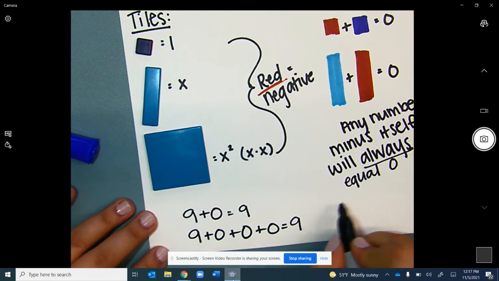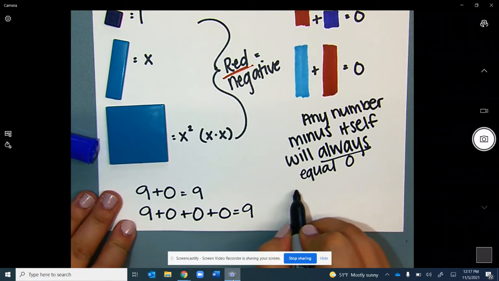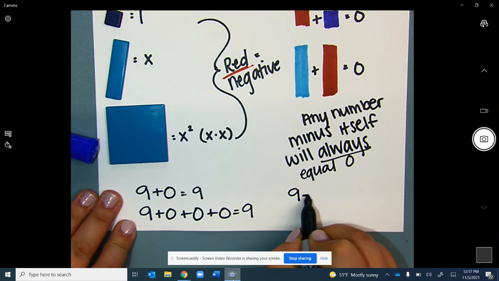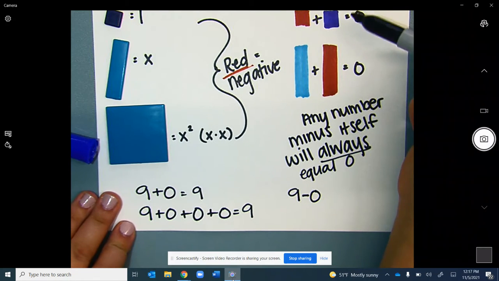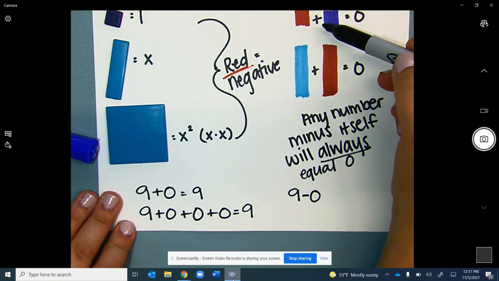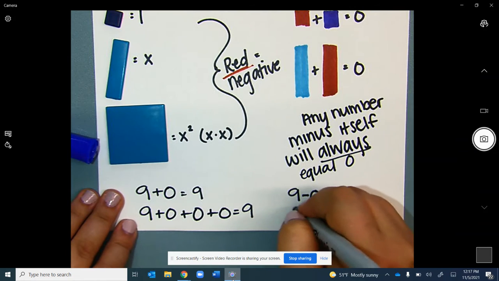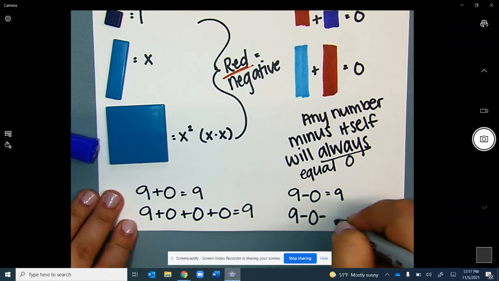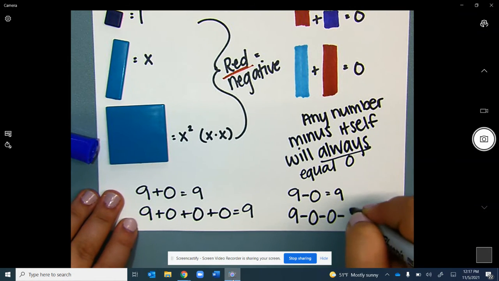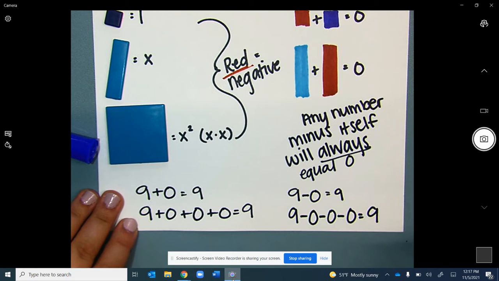The same thing is true with subtraction. If I start with 9 and I take away 0, or take away a 0 pair, right? Together these make 0. So if I take away 0, that's still going to equal 9. All right, 9 minus 0 is 9. Minus 0 again is still 9. Minus 0 again, I still have 9. So I can add or subtract 0 as many times as I want, and it's not going to change the value of the expression.